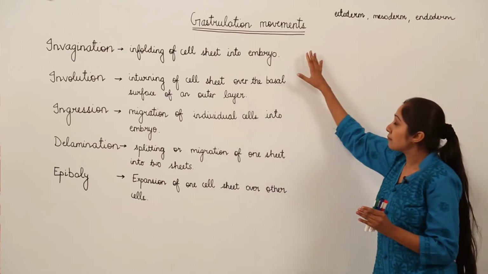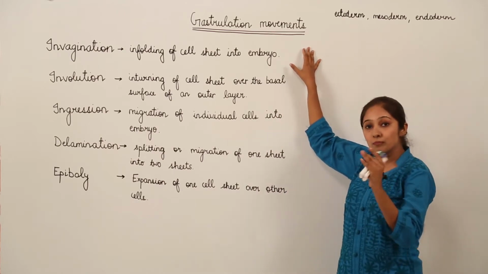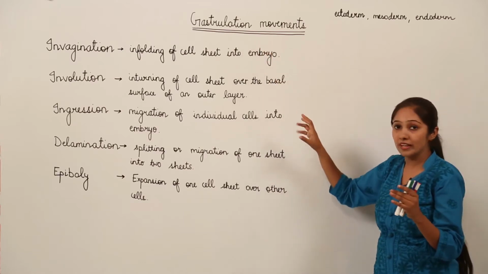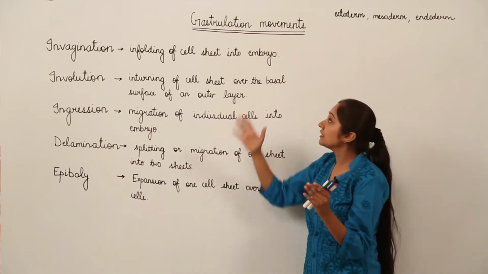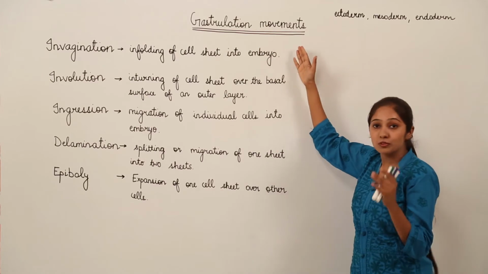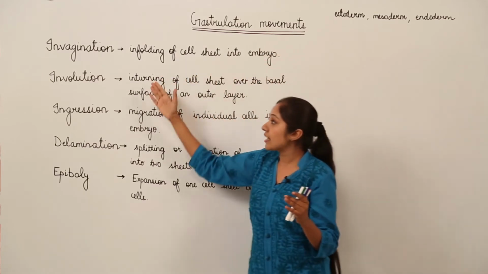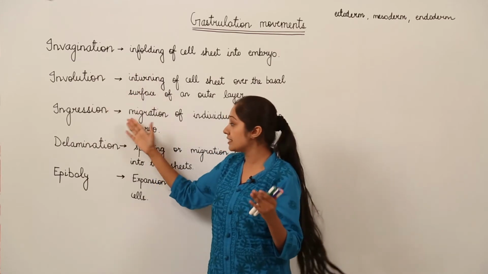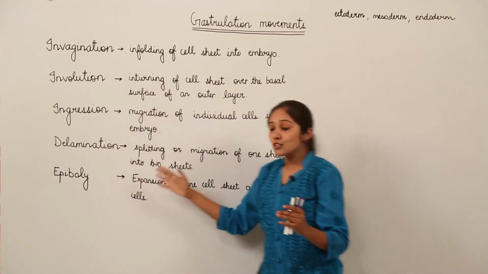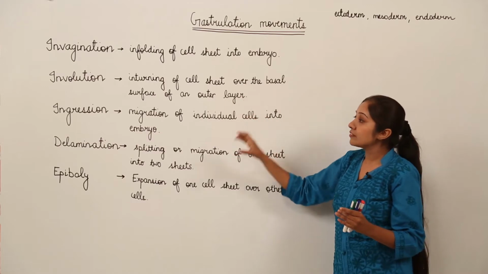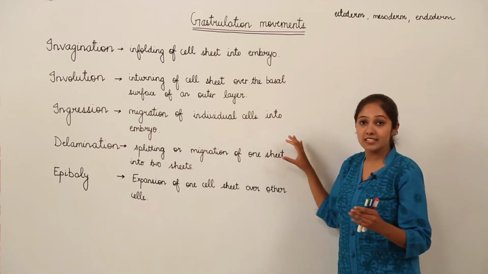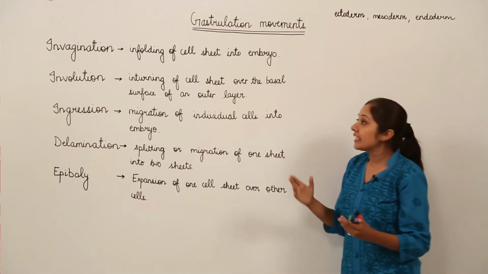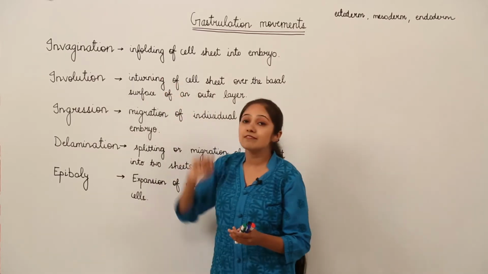So what is going to happen? The cells are going to move, and these movements in which the cells move in a definite fashion, we call gastrulation movements. These are the types of gastrulation movements: invagination, involution, ingression, delamination and epiboly. When we study these types, we'll discuss how the cell movement takes place so that these three germ layers are formed. Let's begin with the first type, that is invagination.